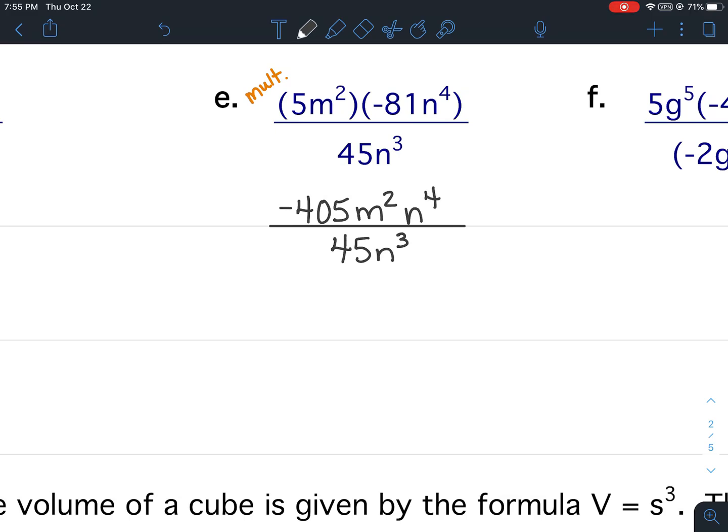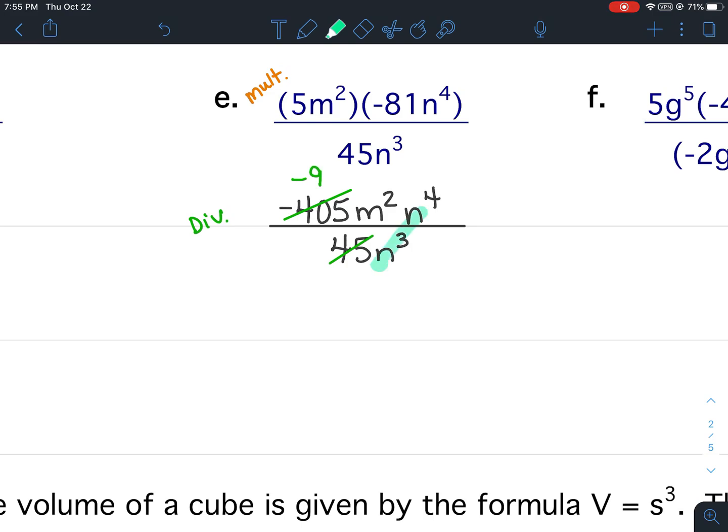Now that we've simplified the numerator, now it's time to divide. So we're going to start by putting negative 405 over 45 in our calculator. I'm not going to bring up the calculator. I'm going to let you know that negative 405 over 45 is negative 9. So I'm going to cross out the negative, the 45, and negative 405. And since it's just negative 9, remember when it comes out as an integer, it goes in the numerator.